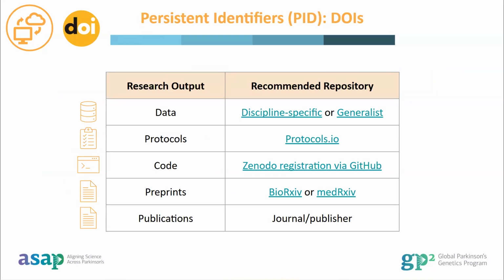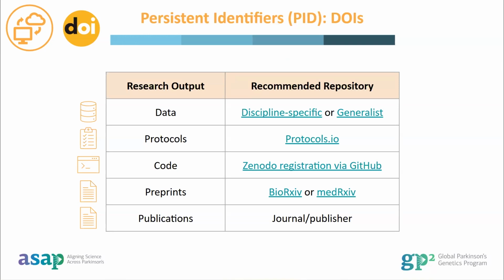To assign a DOI or accession number to data, deposit the dataset to a publicly accessible, community-recognized repository. This may be discipline-specific, like AMP-PD, or a generalist repository like Zenodo. For protocols, upload the recipe-style protocol to a repository that provides a DOI, like protocols.io, or publish a detailed methods paper of the protocol. For code, upload the code to a repository like GitHub.